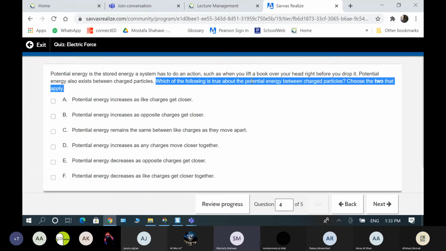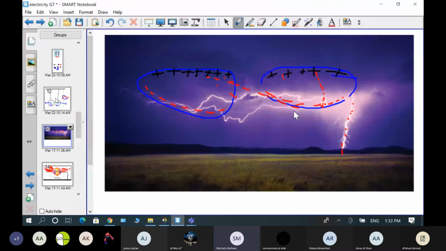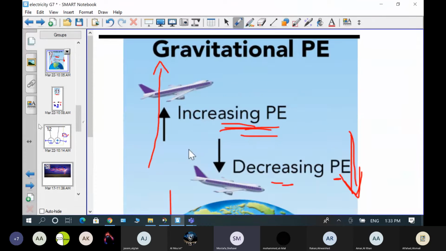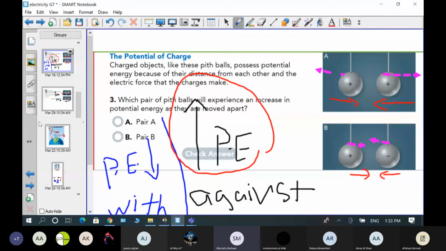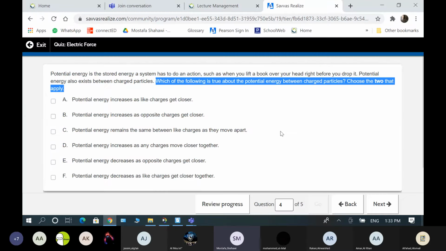So we are asking about the potential energy between charged particles, like this. These are charged particles. They could be similarly charged, both positive, or oppositely charged, like this one, positive and negative. And we want to know which sentences here are right. So read all of them first, then choose.